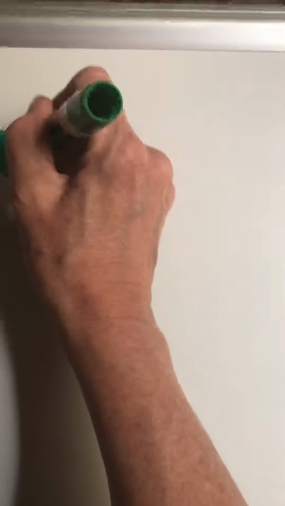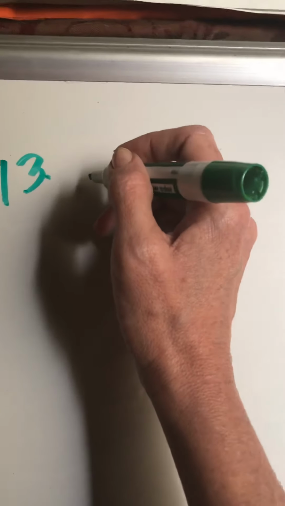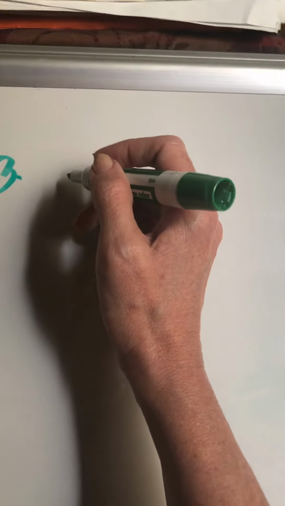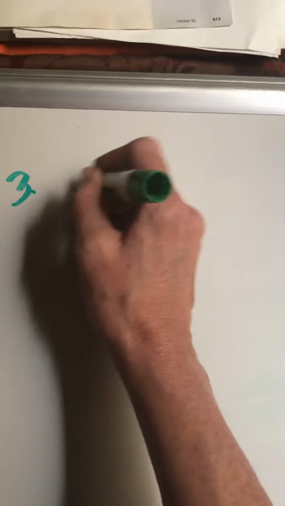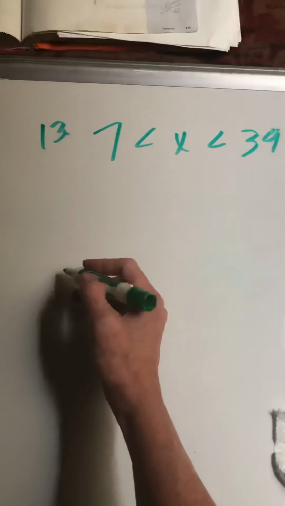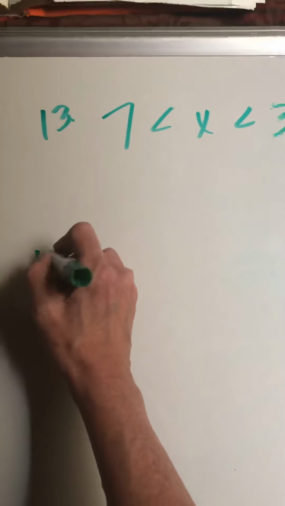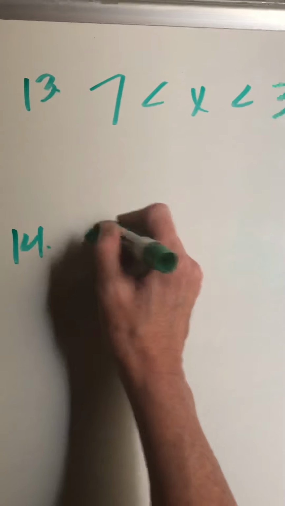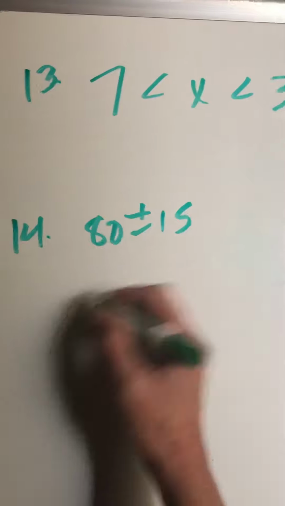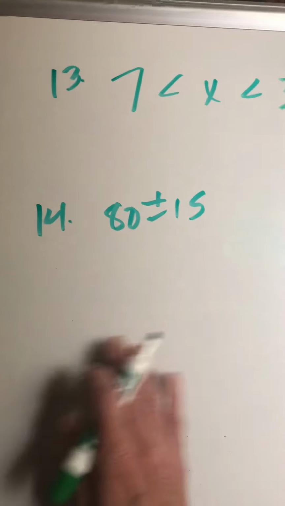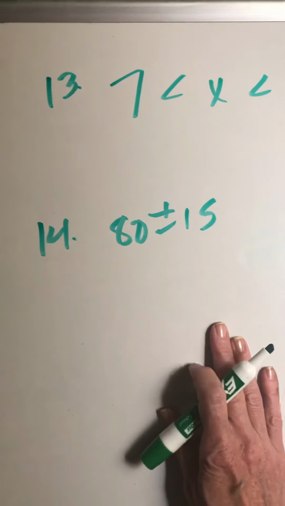Number 13, you want to write an inequality and graph it, and it says it's got to be greater than 7 and less than 39. So greater than 7 and less than 39. Now I'm going to leave you to graph that. There's the inequality. I'm going to leave you to graph it. Then on number 14, all you need to do is 80 plus or minus 15. That's all I want to see. I want you to do 80 plus 15, 80 minus 15, and put the answers. I don't want you to do anything else on that.